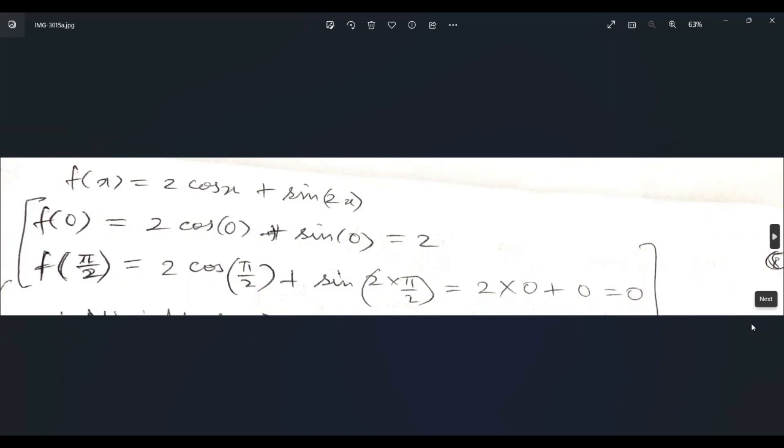Now I'm evaluating the function at the end points of the interval. The left end point of the interval is 0. So f of 0 is 2 into cos 0 plus sine of 0. So this value is 2 and this is 0. And f of pi by 2 is 2 cos pi by 2 plus sine 2 into pi by 2. Cos of pi by 2 is 0, sine of pi is 0. So the total value is 0.